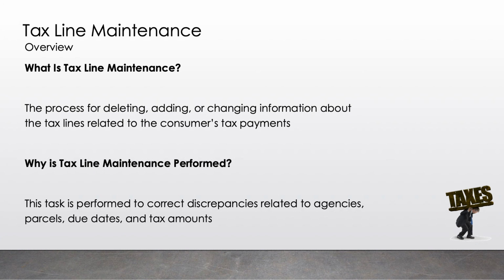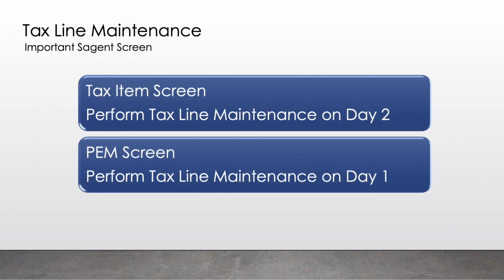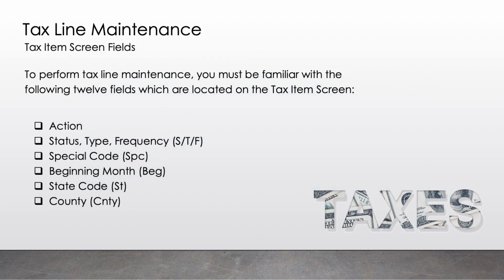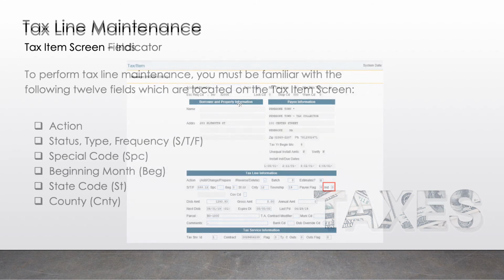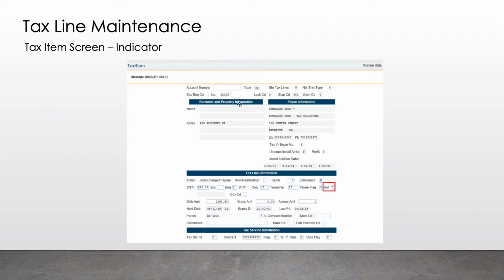The next module, covering tax line maintenance, was introduced to the class participants. The facilitator explained the importance of the function as well as when to perform it. The purpose of each field was explained on the maintenance screen. As the facilitator discussed each field, it was animated on the PowerPoint for emphasis.